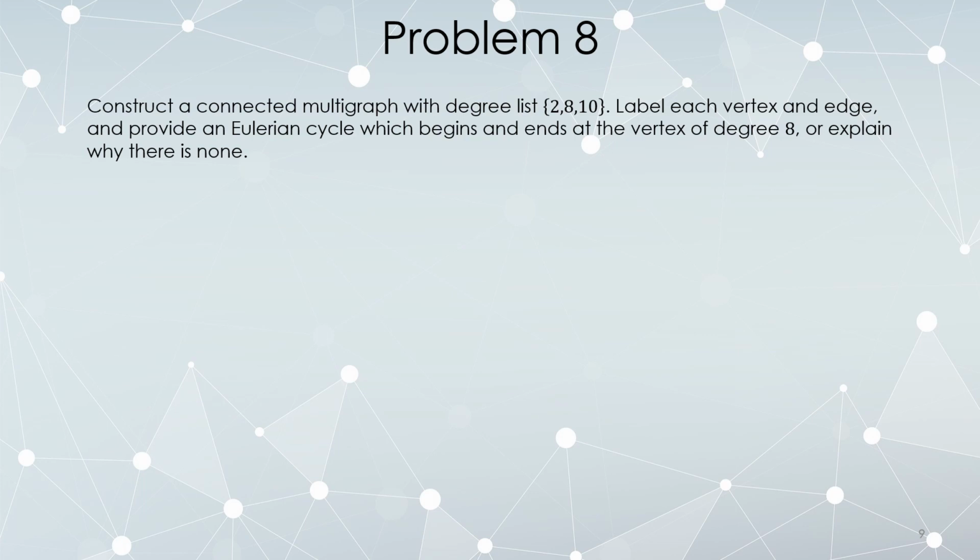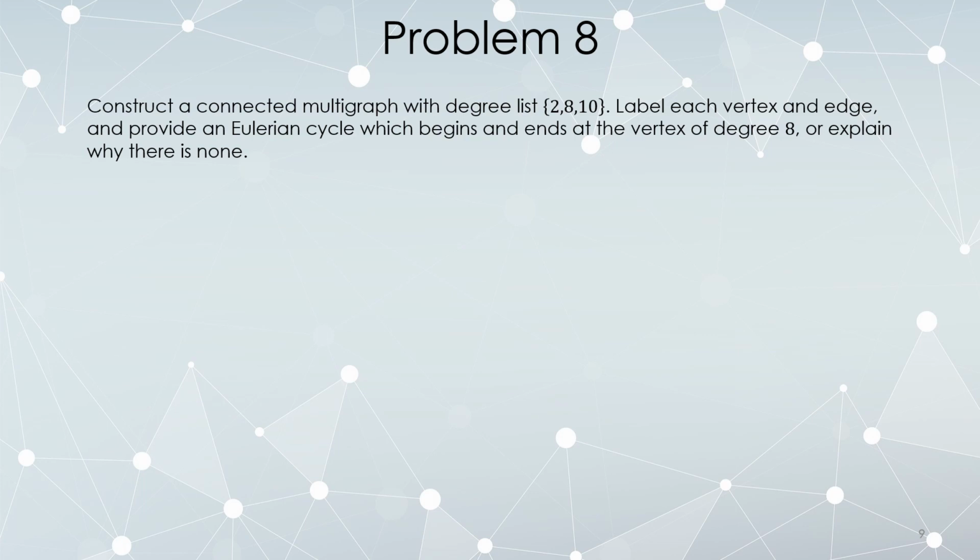And finally, a similar problem. Construct a connected multigraph with degree list 2, 8, 10. With so few vertices and such large degrees, we're going to need a multigraph to do this. Label each vertex edge, provide an Eulerian cycle that begins and ends at the vertex of degree 8. So since every vertex has even degree, this is doable.